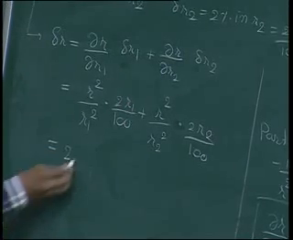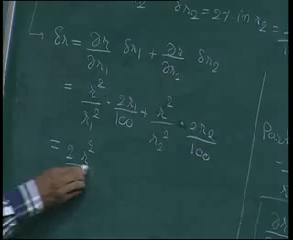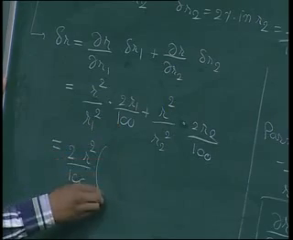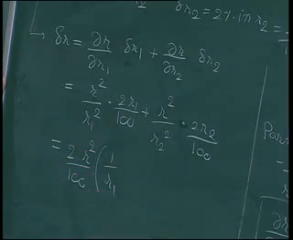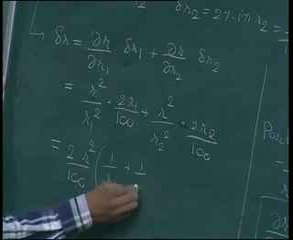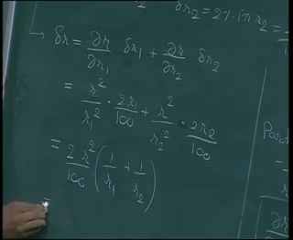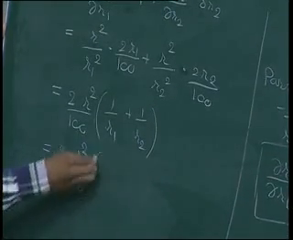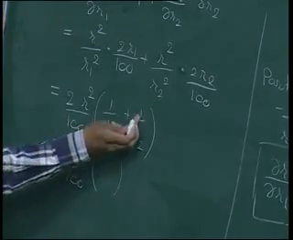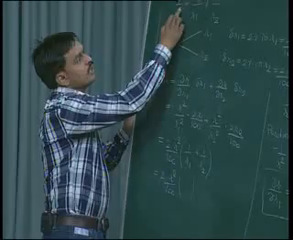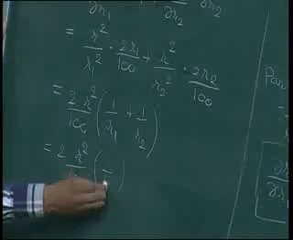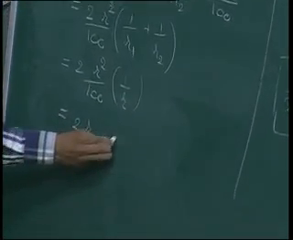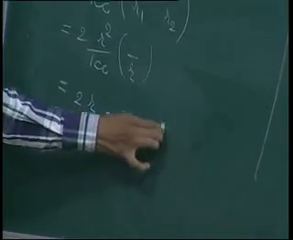2 is common, r square is common, 100 is common. So, in the first term 1 upon r1, plus in the second term the remaining 1 upon r2. So, this is equal to 2 r square by 100 into 1 upon r1 plus 1 upon r2, but according to the data, that is 1 upon r. So, we put here 1 upon r. So, this is equal to 2 r by 100, meaning 2% in r.